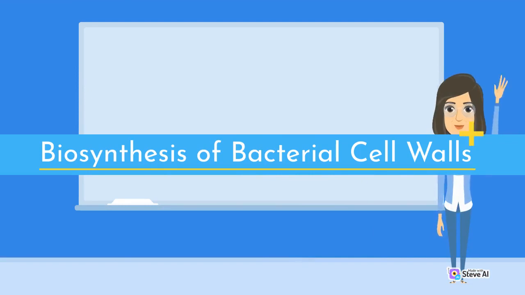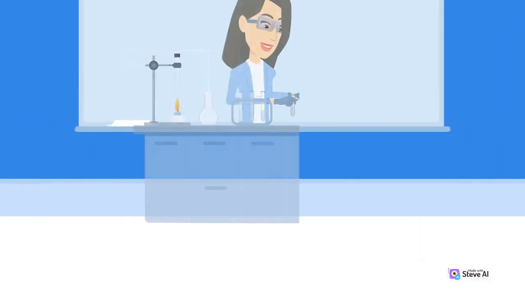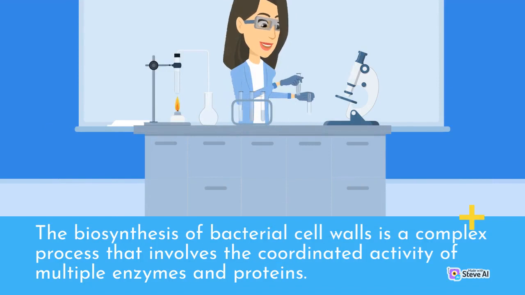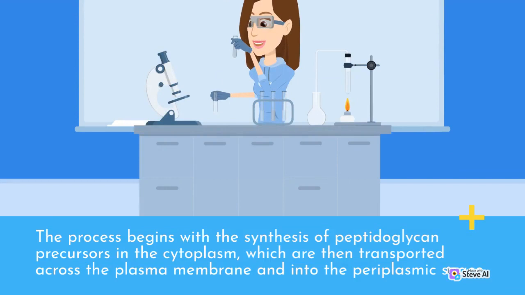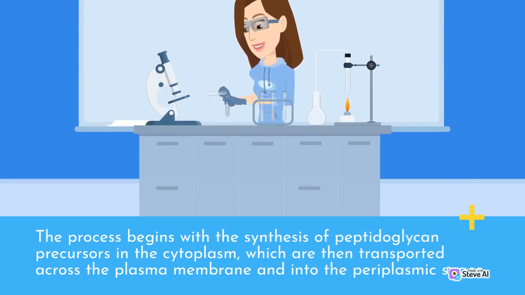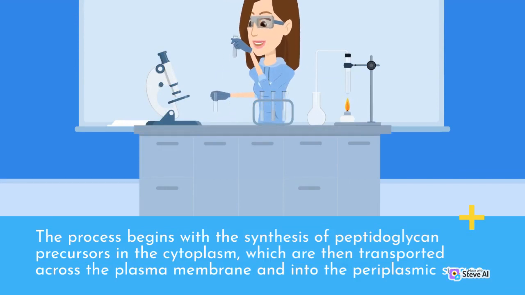Biosynthesis of bacterial cell wall. The biosynthesis of bacterial cell walls is a complex process that involves the coordinated activity of multiple enzymes and proteins. The process begins with the synthesis of peptidoglycan precursors in the cytoplasm, which are then transported across the plasma membrane and into the periplasmic space.